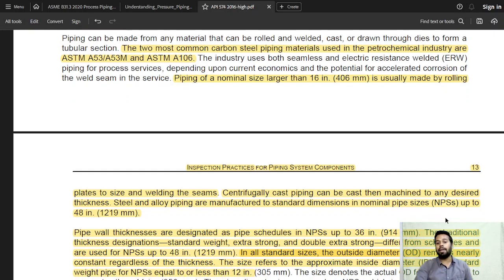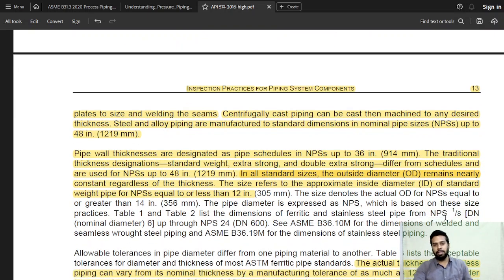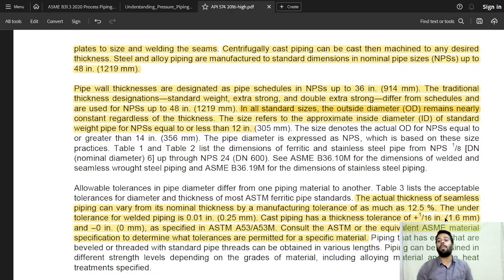Centrifugally cast piping can be cast, then machined into desired shapes and thicknesses. Steel and alloy piping are manufactured to standard dimensions in nominal pipe size, that is NPS, up to 48 inches. Pipe wall thicknesses are designated as pipe schedules in NPS up to 36 inch. The traditional thickness designations are standard weight, extra strong, and double extra strong, that is standard, XS, and double XS. Different from the schedules, these are used for NPS up to 48.